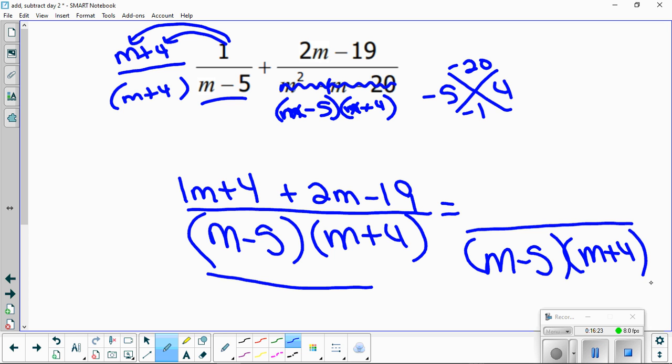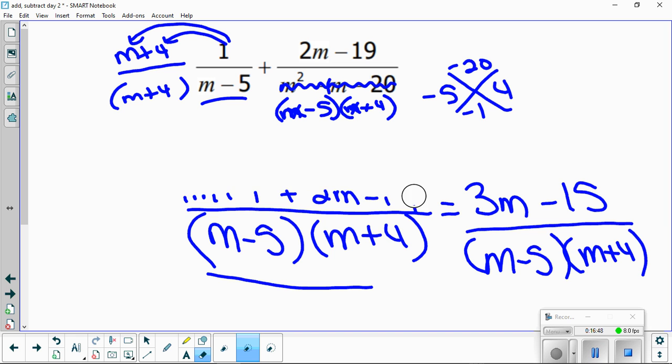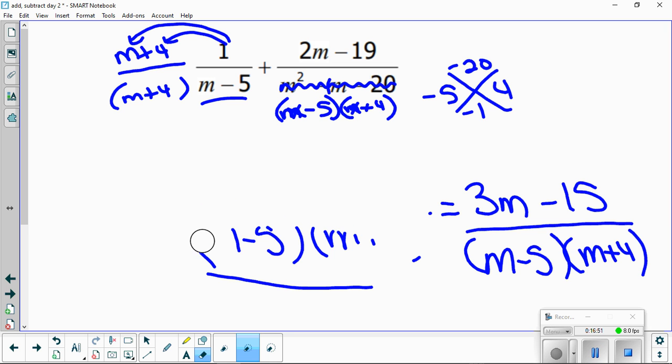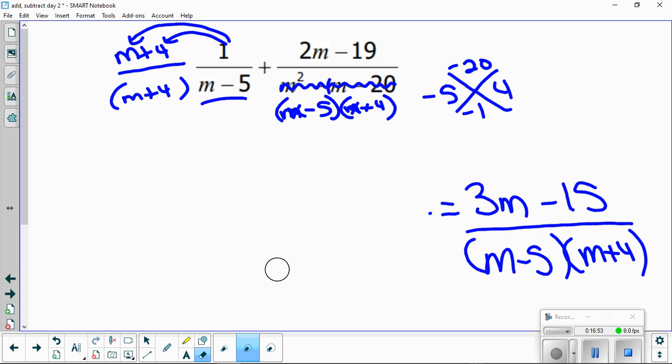Okay. So on the top, how many m's total do I get? 3m, right on. 1m, 2m's is 3m. Beautiful. How many numbers do I get? 4 and negative 19? Negative 15. Beautiful. Again, I would love to say I'm done, but I always have to factor, cancel, squish if I can. I'm getting rid of that only so I don't confuse you. We're just about finished. That's a pretty good answer, but let's see if it can be fulfilling to me.